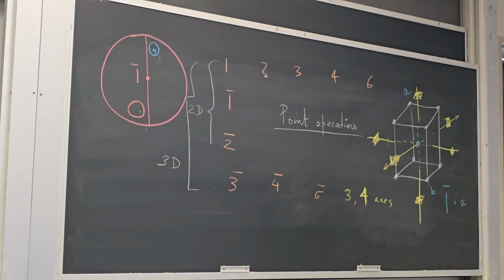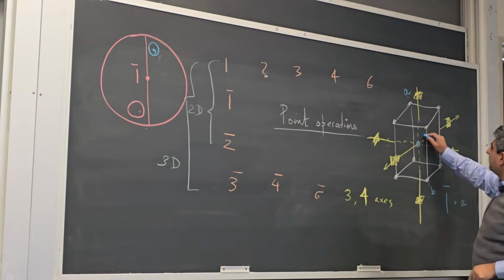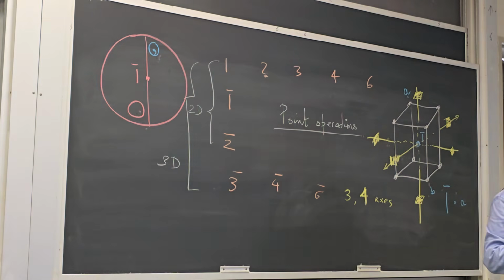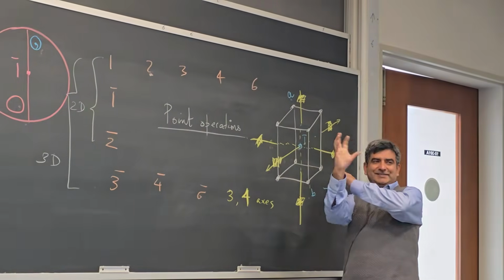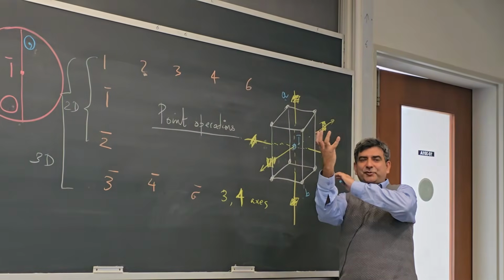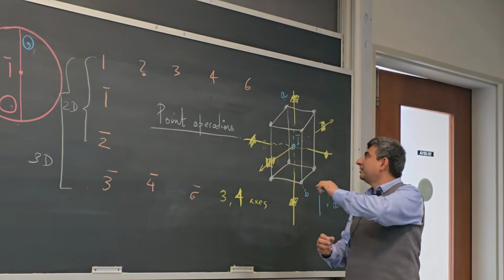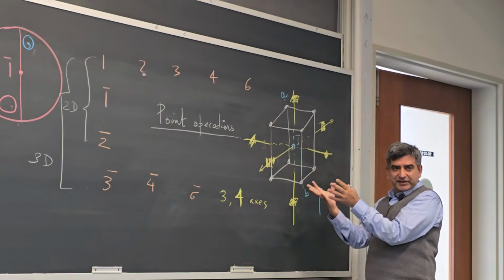So this means that we have 3 4-fold axes. We also have a 1 bar at the center of this cube, at the center of inversion. This also means that if I were to do a 4-fold axis of rotation and follow it by a 1 bar operation, it will keep this structure invariant.